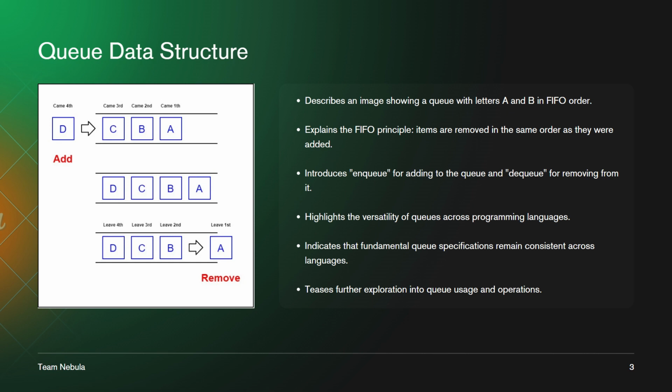Now, the great thing about queues is that we can implement them in various programming languages like C, C++, Java, Python, or C#. The fundamental specifications of queues remain pretty much the same regardless of the language we use. So, this makes them versatile and widely applicable in different programming scenarios. So, let's explore more about how we can use queues and the various operations we can perform on them.